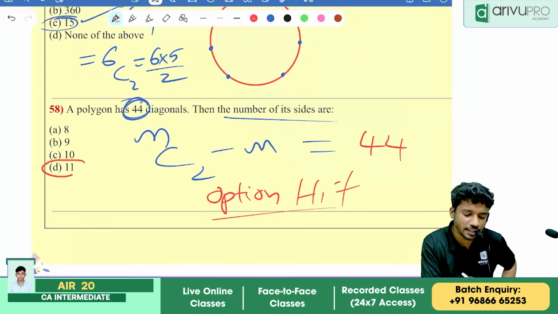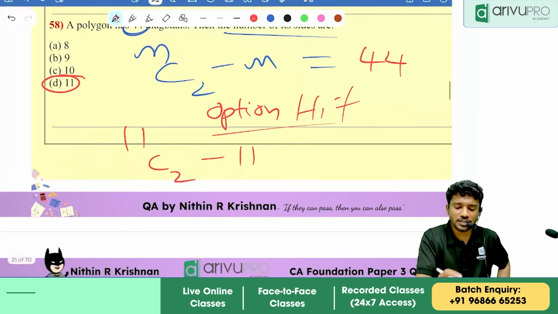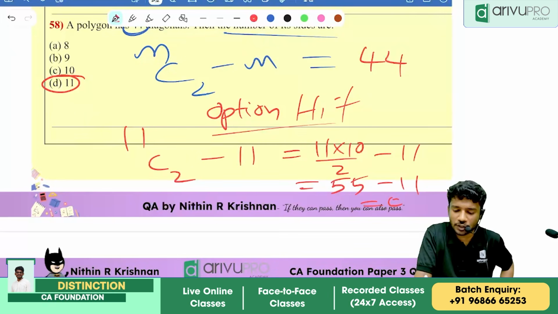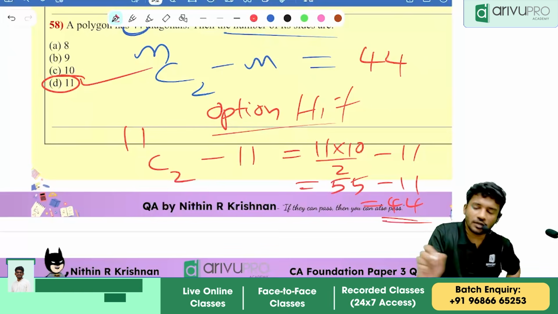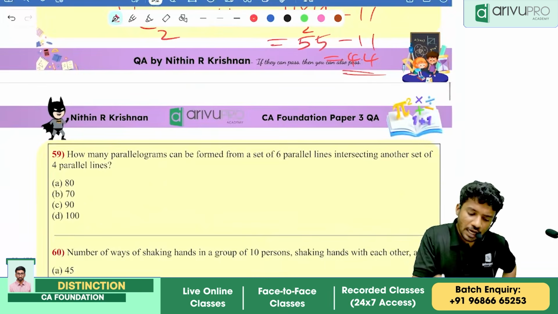Try with option D. 11 C2 minus 11. How much is it? 11 into 10 divided by 2 minus 11, which is equal to 55 minus 11, which is equal to 44, which is our required answer. Option D is your answer.